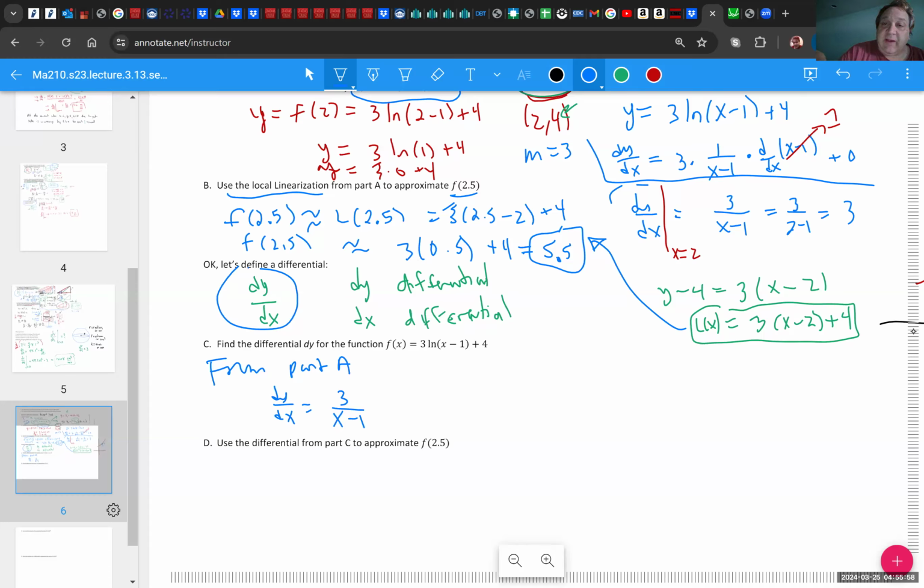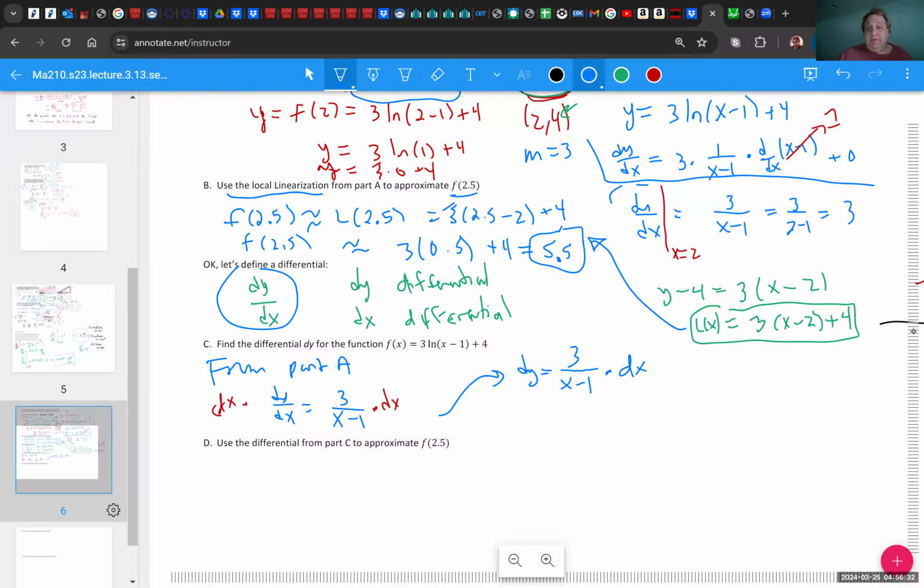And so we can find what the differential dy is just by getting rid of the dx. I have to multiply both sides by dx to eliminate it from the left-hand side. And that gives me the formula dy, the differential of y, is equal to 3 over x minus 1 times dx. So not much new going on here, we're just solving for dy. We're just getting dy as a formula as opposed to getting dy/dx as a formula. Just cleaning this up a little bit.